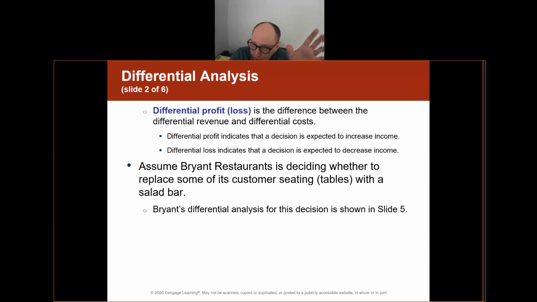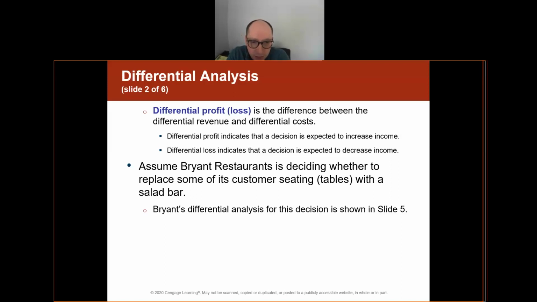As you know, on the income statement, we have our revenue minus our expenses equals our gross profit. And because of that, as revenues and expenses change, we know that there'll be a change in profit. And the concept of differential analysis is we're looking at two different types of decisions, decision A or decision B. And what is the difference between the two? What will be the impact on our profit?